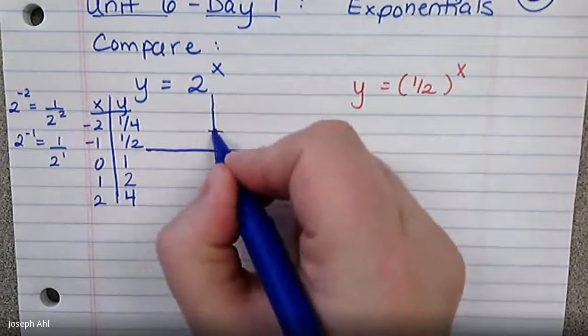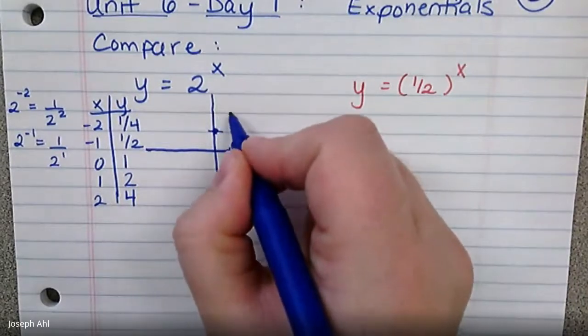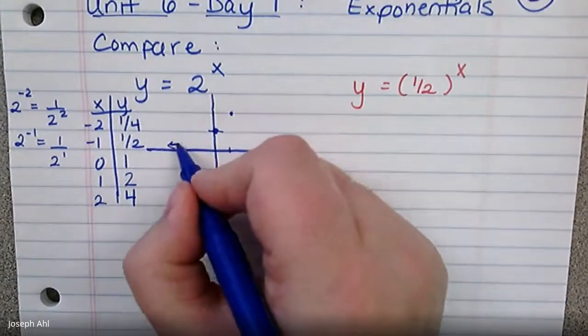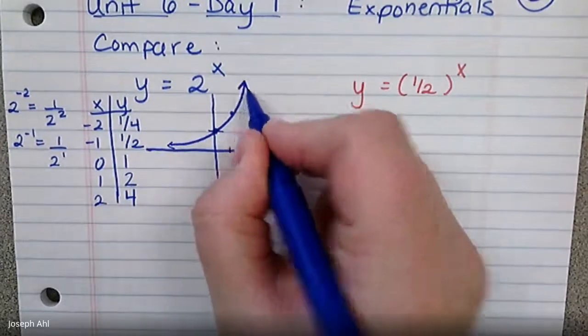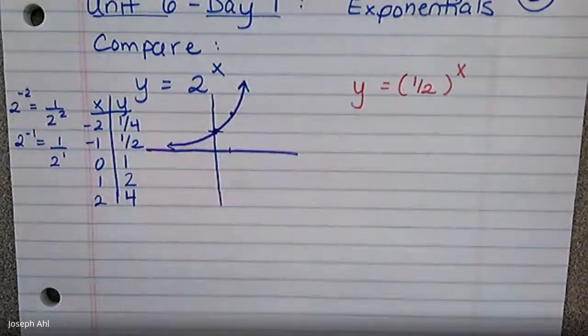So 0, 1 is the y-intercept. We had 1, 2, and 2, 4, and plot as many points as you need to see that the graph and general shape of the function looks something like this for 2 to the x.